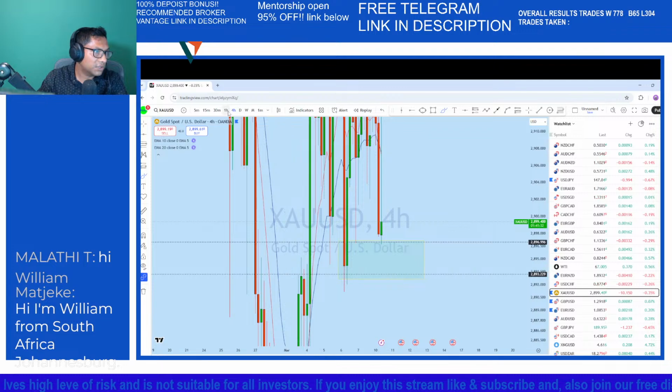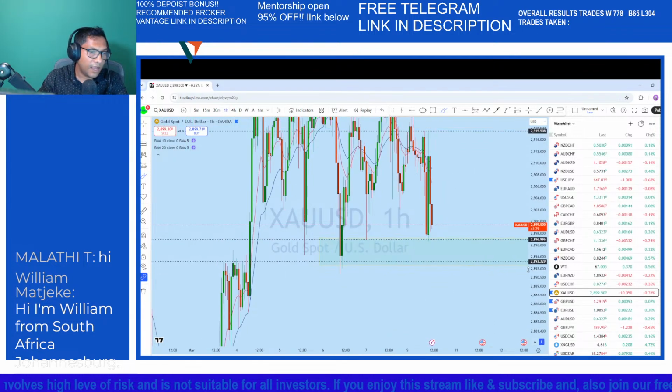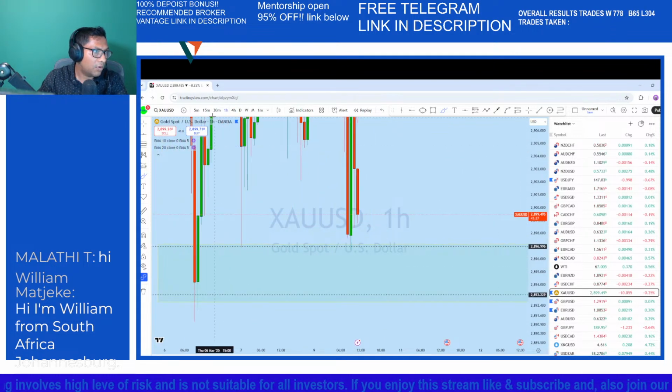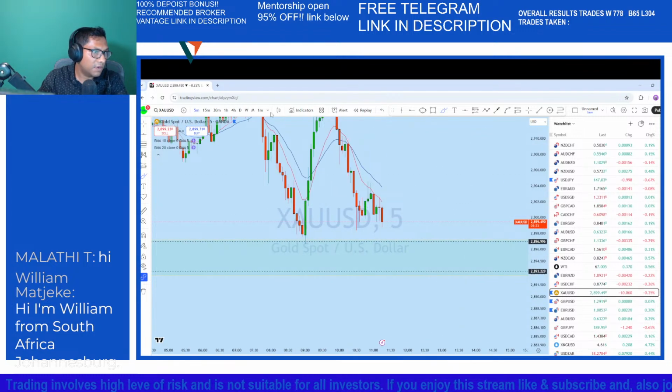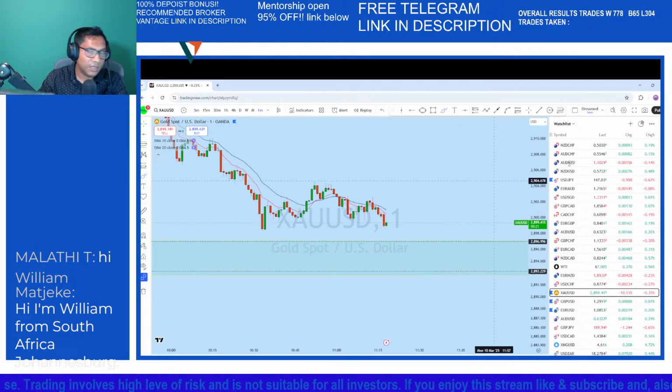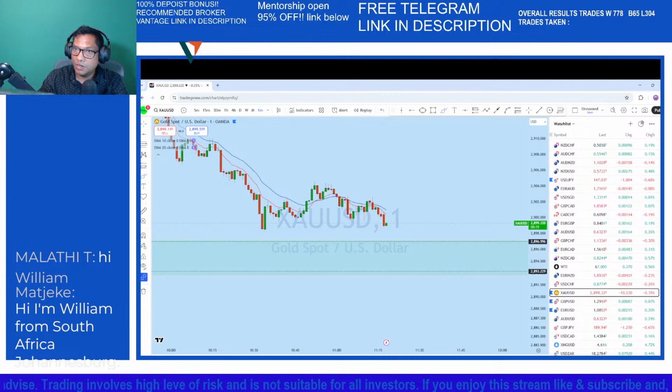This is on the 4 hour support here, and with that 4 hour support, we would like to wait for the market to show its hand to see how we can find that entry.